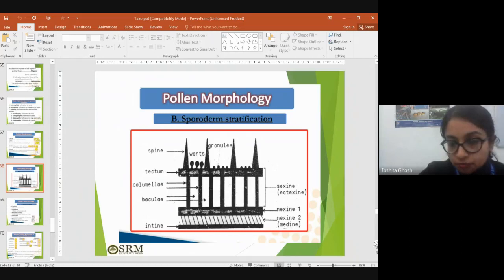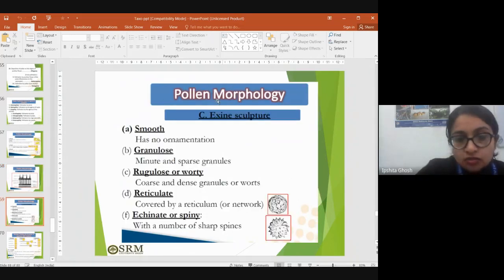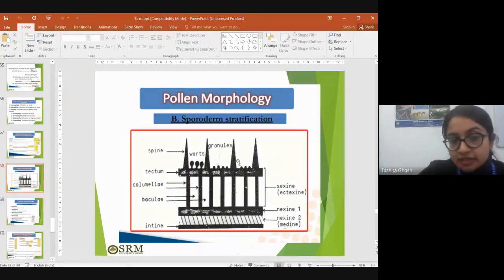So now, see the exine sculpture. Exine is the outermost layer, right? So first you find intine, then you find nexine, then you find sexine, then you find the exine layer. Okay. So from the innermost to the outermost layer.